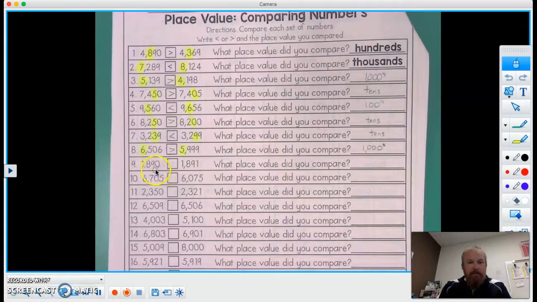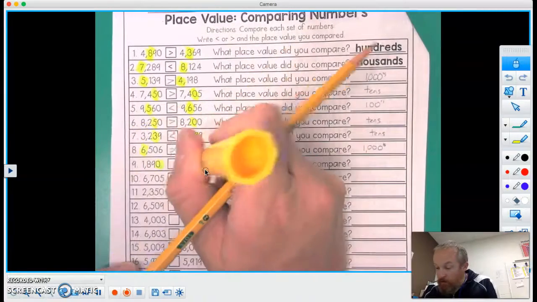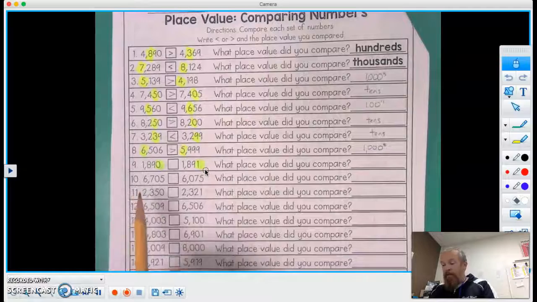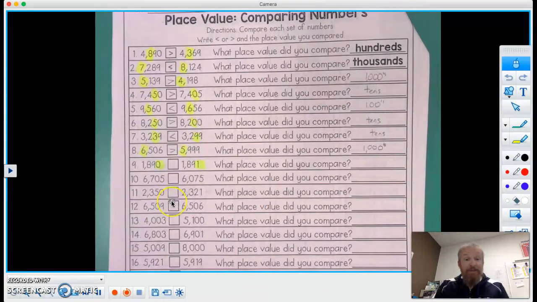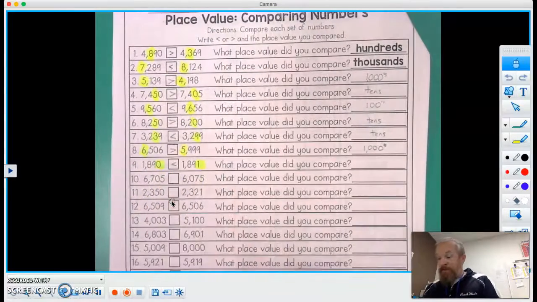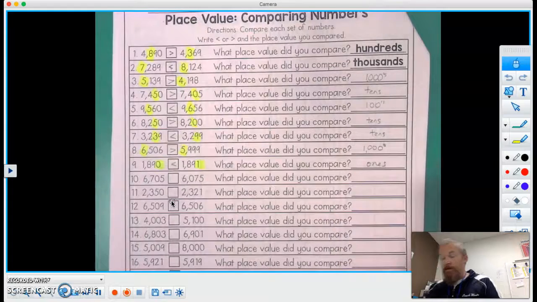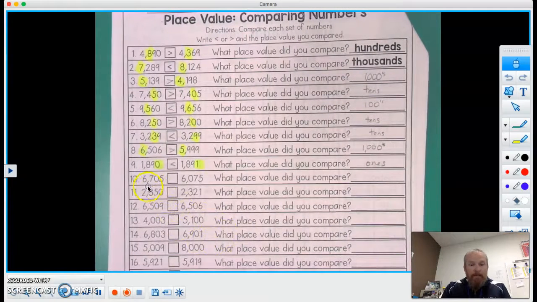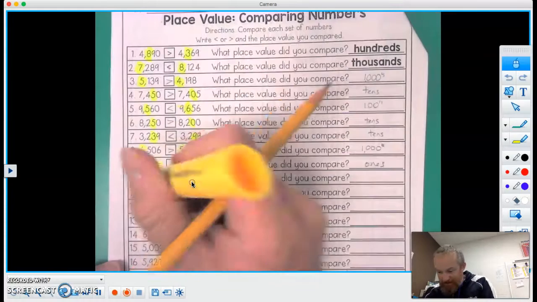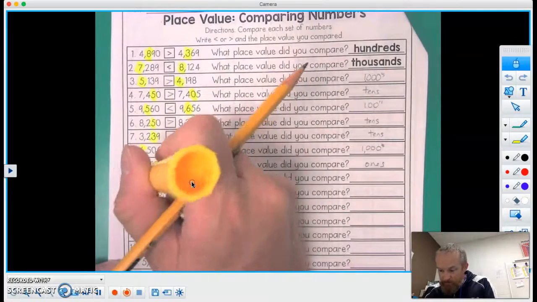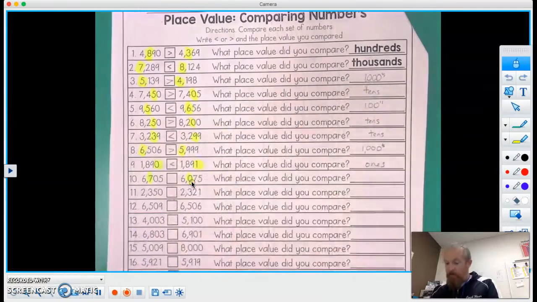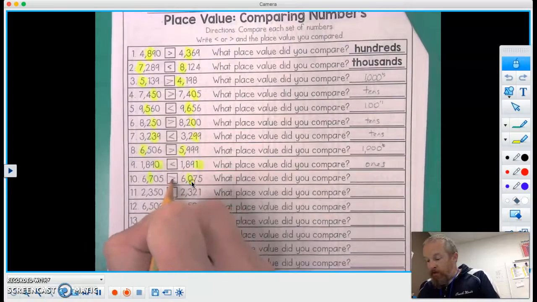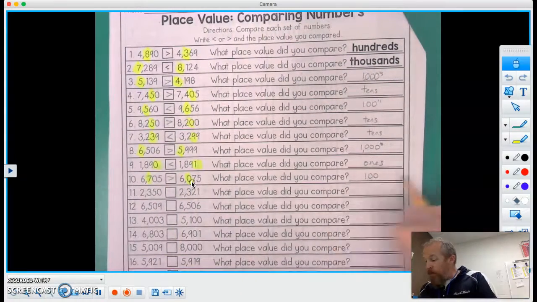1,890 versus 1,000. Look at this one. First one we had of this, we have to go all the way down to the ones column because the 1, the 8, and the 9 are all the same on each side, right? See that? Guess what? 0 is less than 1, and we had to go down to the ones. All right, 6,700 and 6,000. We don't say 0, but it's what it is, right? So we are comparing the 7 in the hundreds to the 0 in the hundreds. And 7 is greater than 0, hundreds.